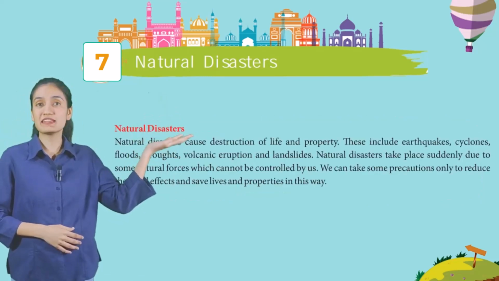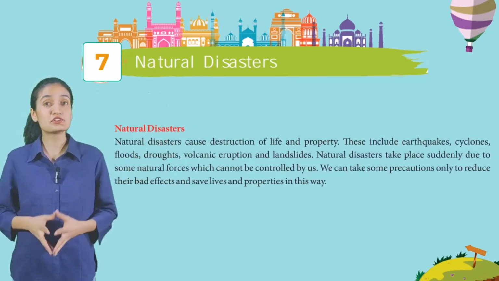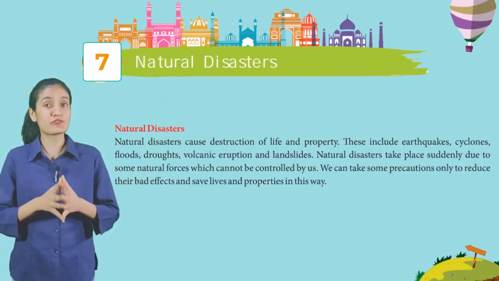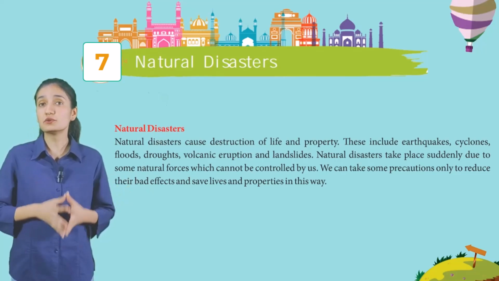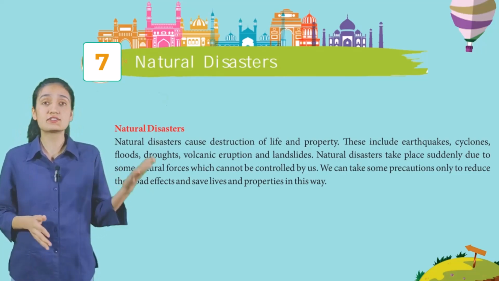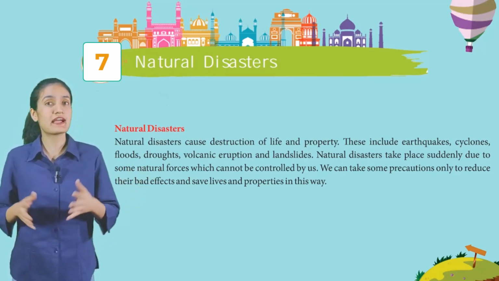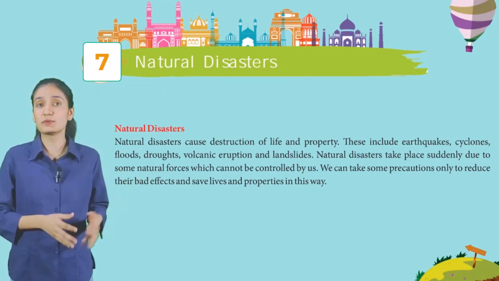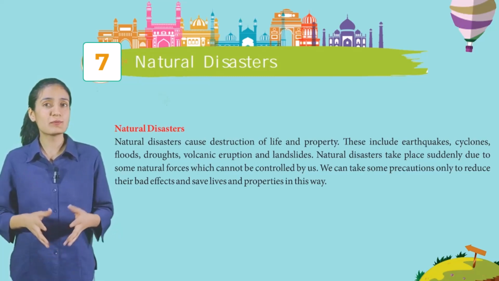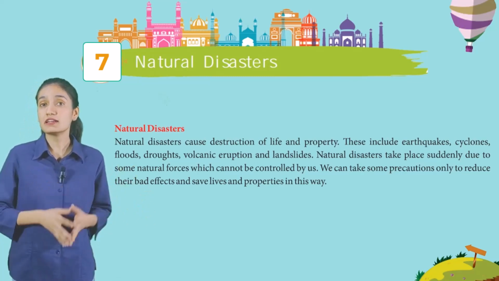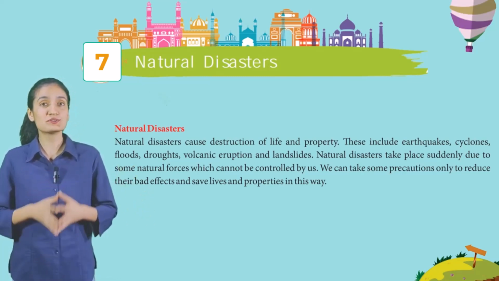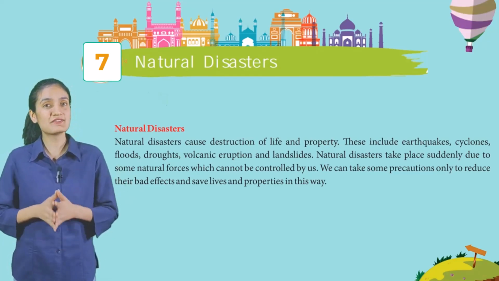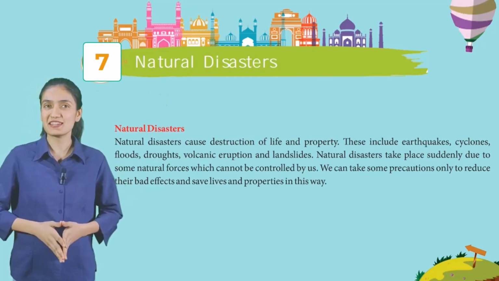Now the first topic is natural disasters. Natural disasters cause destruction of life and property. These include earthquakes, cyclones, floods, droughts, volcanic eruptions and landslides. Natural disasters take place suddenly due to some natural forces which cannot be controlled by us. We can take some precautions only to reduce their bad effects and save lives and properties in this way.